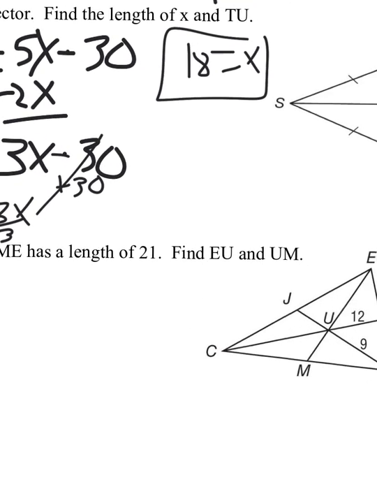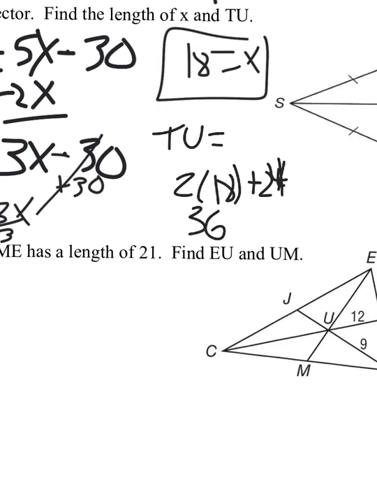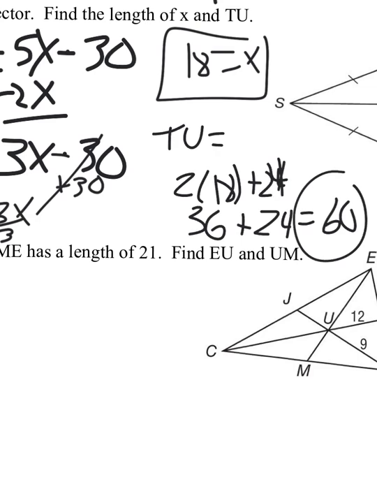TU is 2x plus 24. So you're going to plug it in. 2 times 18 plus 24. You have your calculator. 2 times 18 is 36, plus 24 is 60.